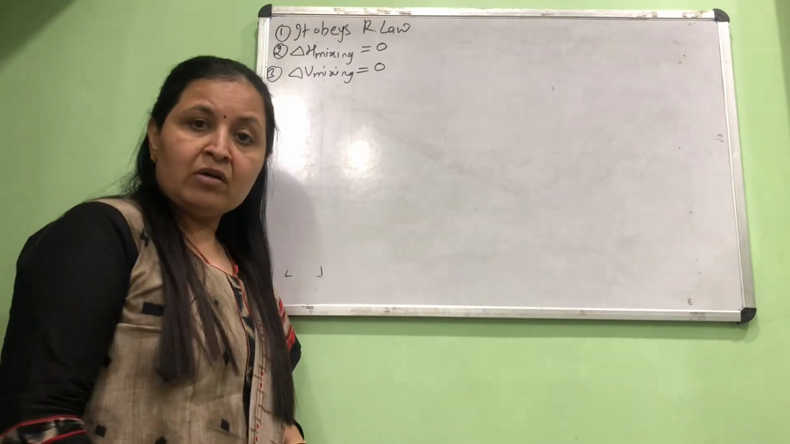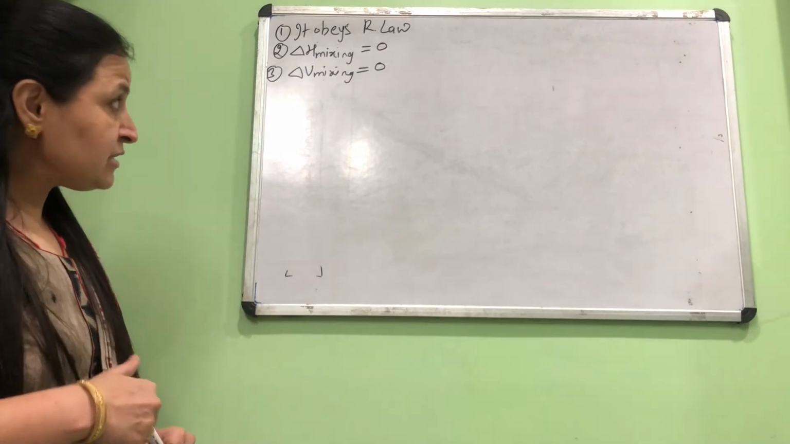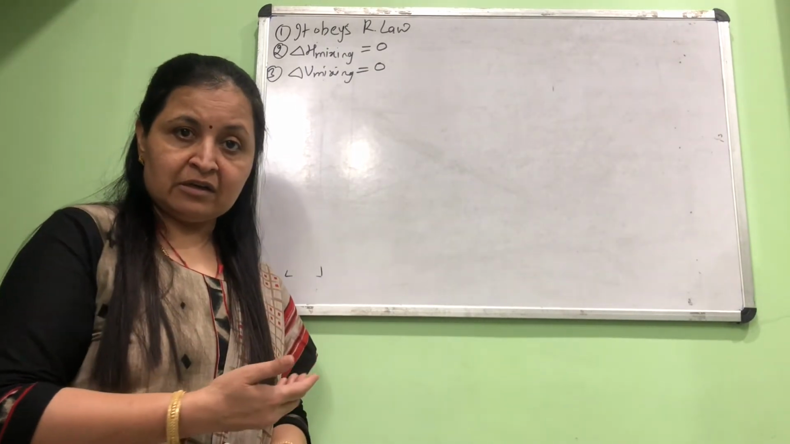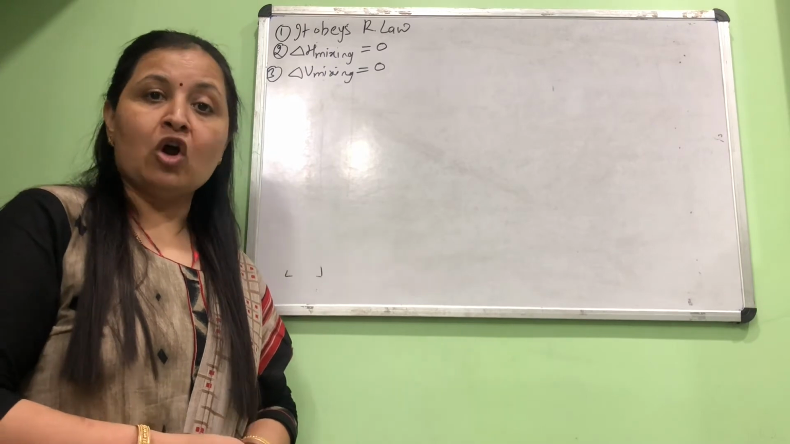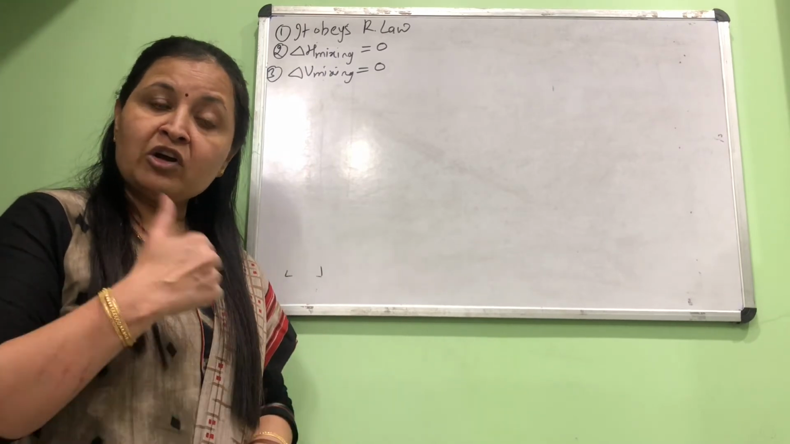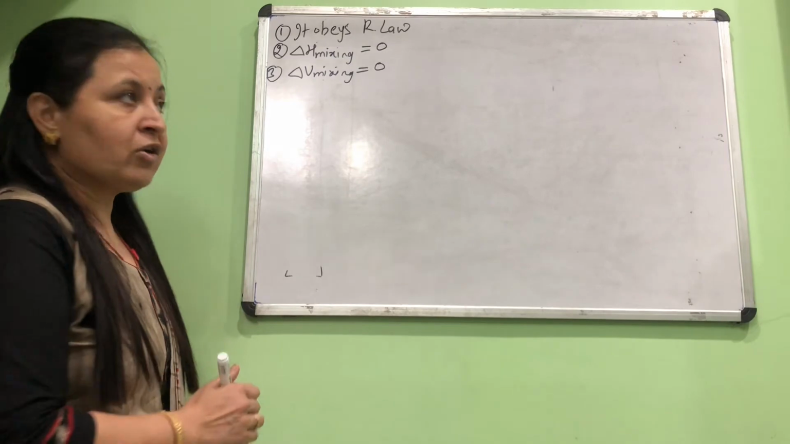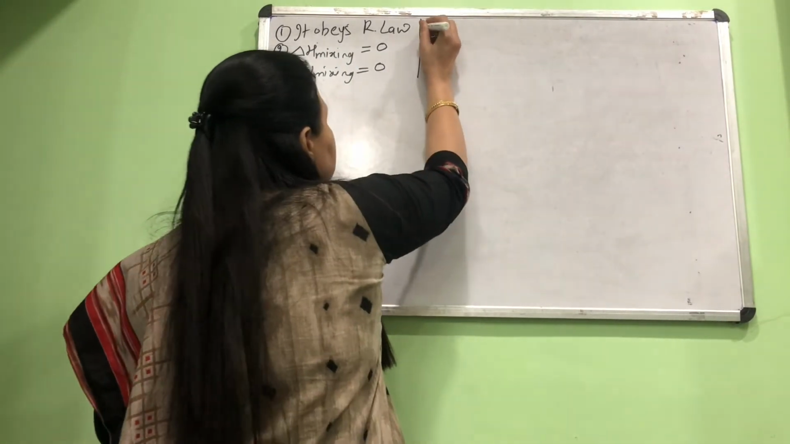Okay, now let's discuss. There are certain solutions which follow these rules, and there are certain which do not. So first find out what the deviations from Raoult's law are. So we now discuss non-ideal solutions.